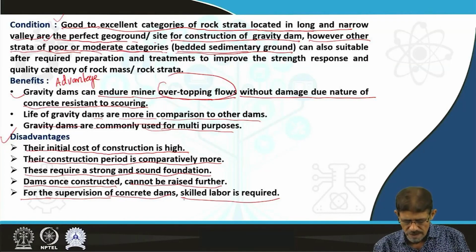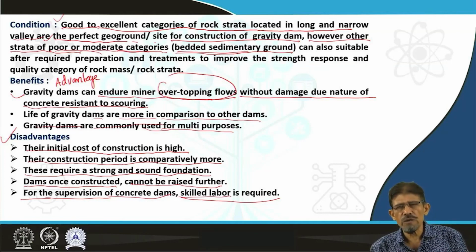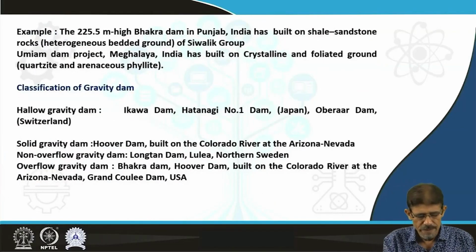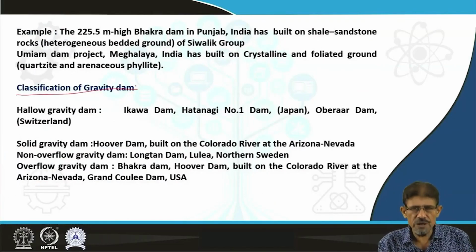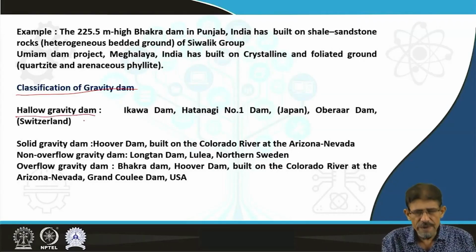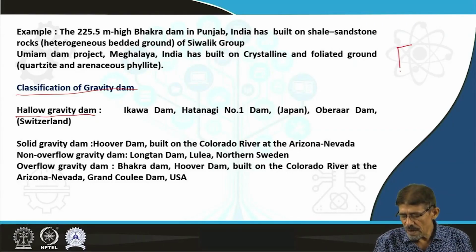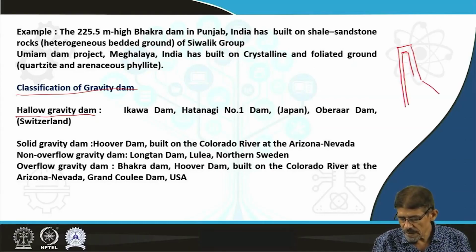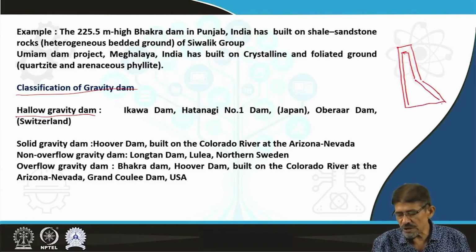Therefore, we always require costly skilled labor. If we are going to see varieties of gravity dam, then we can further classify gravity dam based on some features, in very brief. Hollow gravity dam, as the name indicates, the body of the structure is hollow in nature. Empty spaces are available inside the structure.